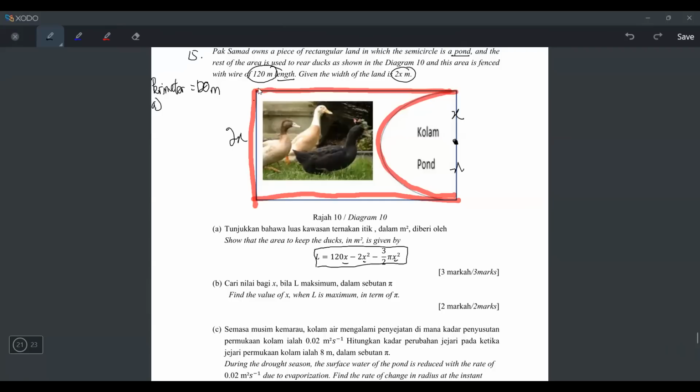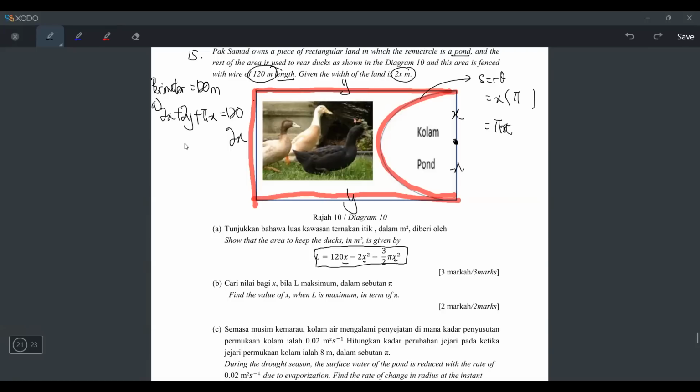So perimeter will be all the sides added together, right? Which is 2x here, plus this side. But since we don't know the length here and here, we will just call it y. So it will be 2x plus y plus 2y, and then plus the arc. And for the length of arc, we will use the formula s equals r theta. The radius will be x, and the theta will be 180 degrees, but we need to make sure it's in radians, so we will just write pi. So the arc is actually pi x. So 2x plus 2y plus pi x equals 120.